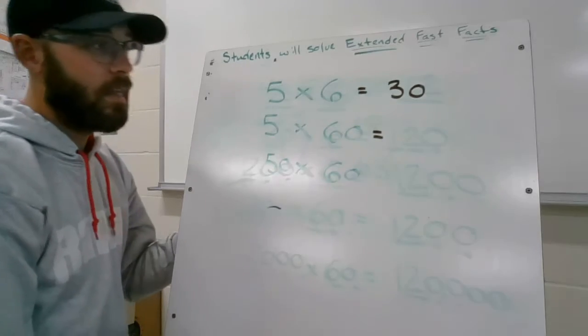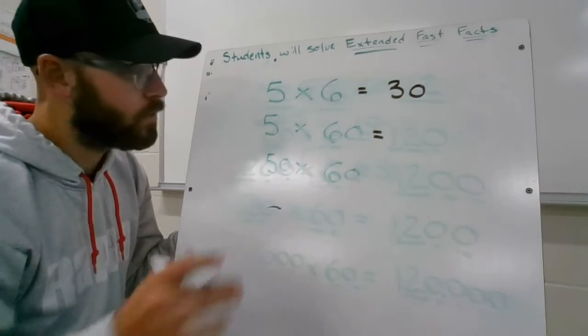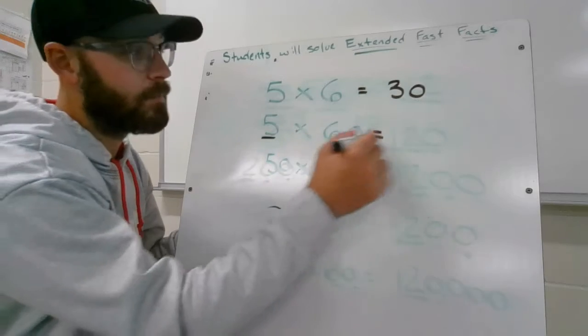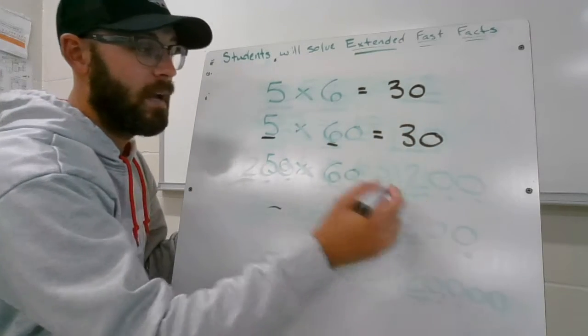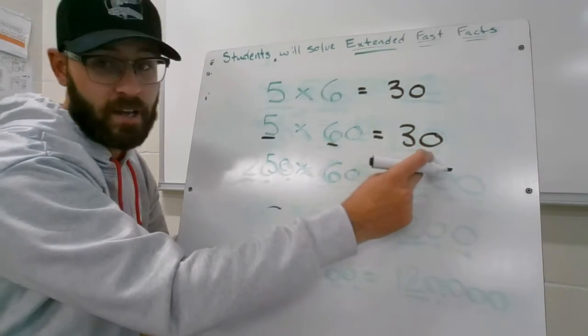If I'm adding on to this one a little bit, this brings up a good point too. Don't make the mistake of going 5 times 6 is 30, which is the first step, and saying, oh, there's 1 zero in the problem, there's 1 zero in the answer already.